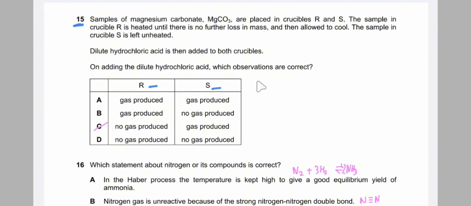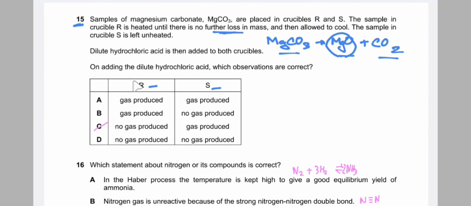So in R and S. Basically, the sample in crucible R is heated until there is no change in mass. That means magnesium carbonate is heated to form magnesium oxide, and carbon dioxide is released into the atmosphere. That means in crucible R, we mainly have magnesium oxide. And crucible S is left unchanged.